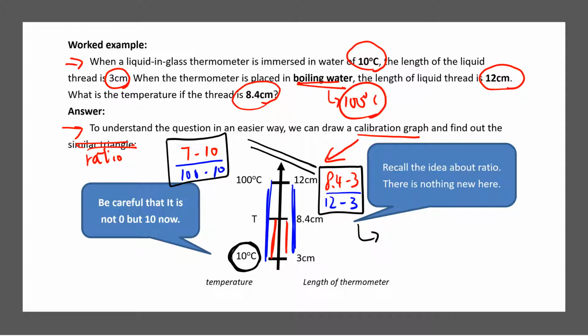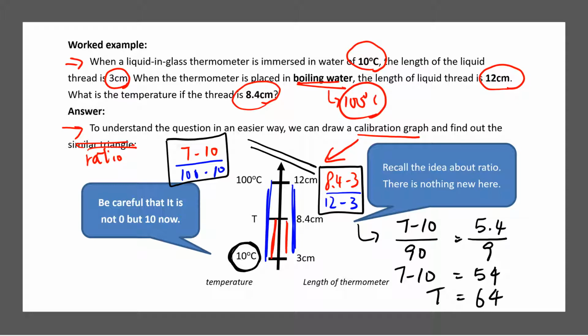Then the left hand side will be t minus 10 over 90, and the right hand side becomes 5.4 over 9. So then you can find t minus 10 equals 54, and then t equals 64 degrees Celsius. So that's how you find the answer. Overall, the method is the same. The only difference is that this one uses other numbers, but not 0. So that is what you have to learn today.